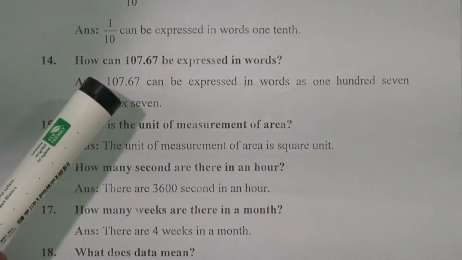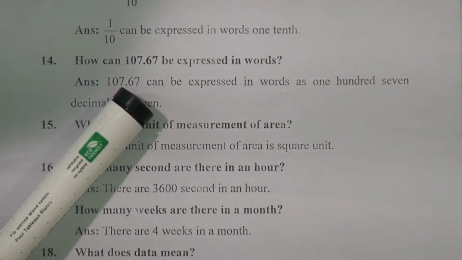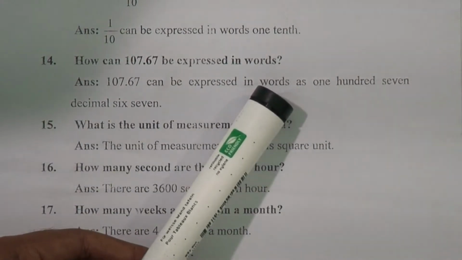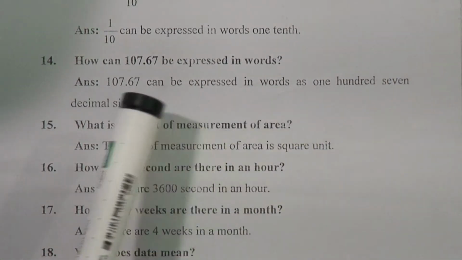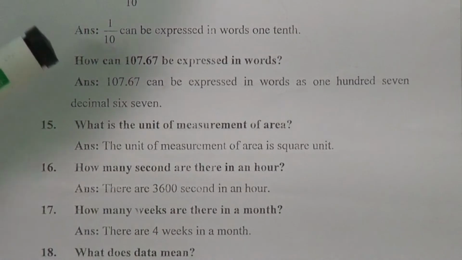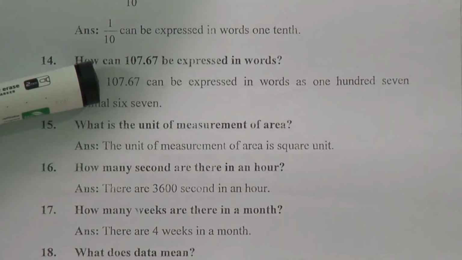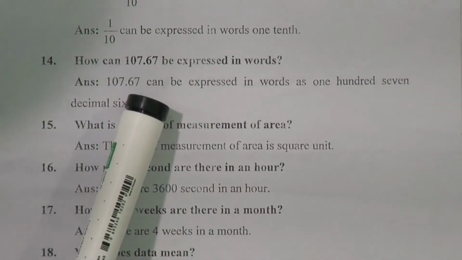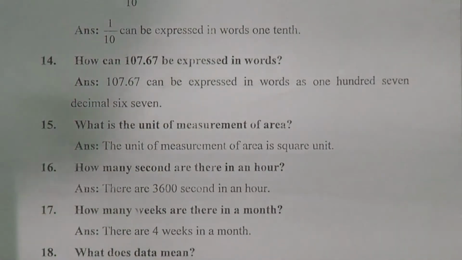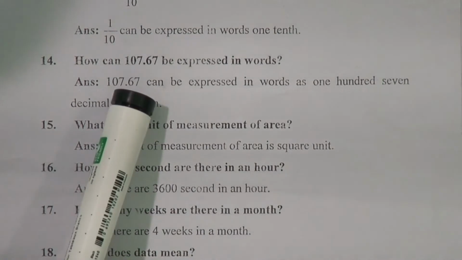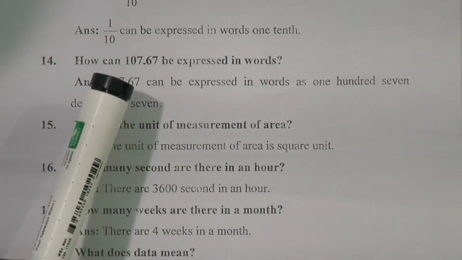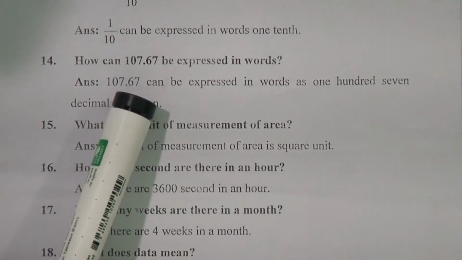You say 107.67 can be expressed in words as one hundred seven point six seven. That means after the point you do not say sixty-seven. You don't say 67. You have to say the digits separately after the decimal point.